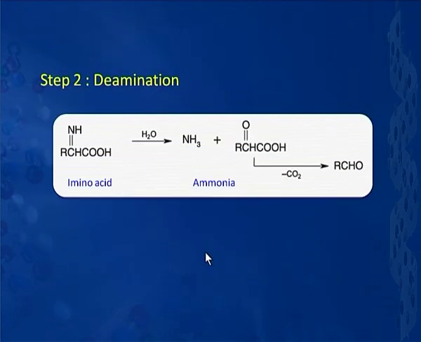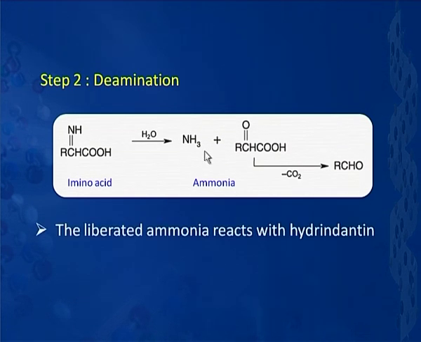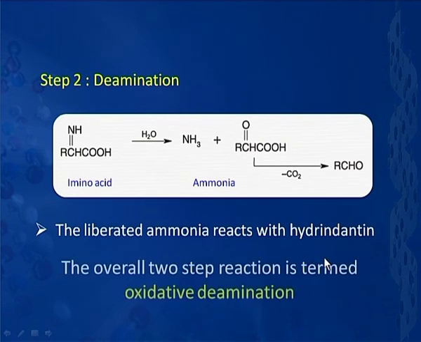In the second step, this imino acid which I get in the first step undergoes deamination. In the process of deamination, this generates a molecule of ammonia. But what is important for us is the generation of ammonia. This ammonia comes out as a consequence of this reaction, the two put together being oxidative deamination, and this ammonia then reacts with hydrindantin, which is formed again from ninhydrin. We will see how it happens. The overall two-step reaction is called oxidative deamination. First step is oxidation, second step is deamination, and the product of this is generation of ammonia.